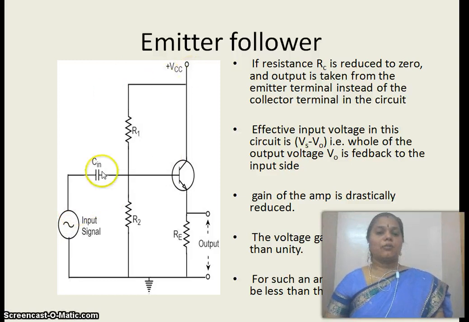Since all the output voltage is added with Vs, the gain will be drastically reduced because V0 is with a negative sign, and the gain will also be less than unity. For example, if 1 volt is given as input, the output voltage will be equal to 0.8 volt. So 0.8 divided by 1 is equal to 0.8. That is, in the case of the emitter follower, the gain of the amplifier will be less than unity.